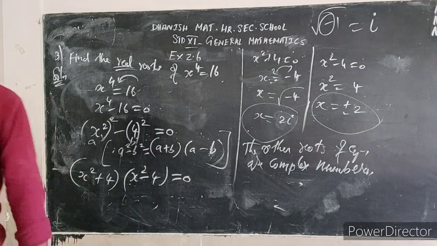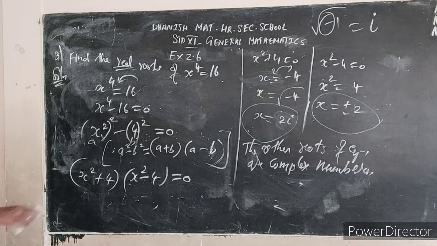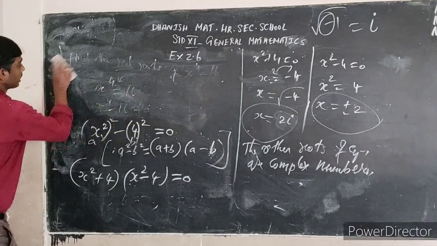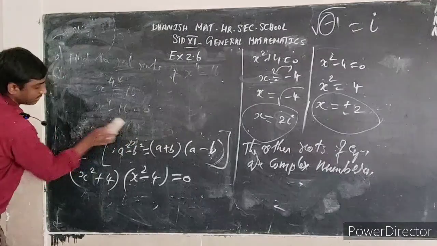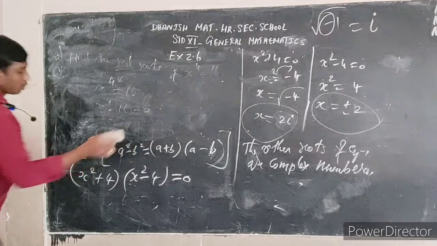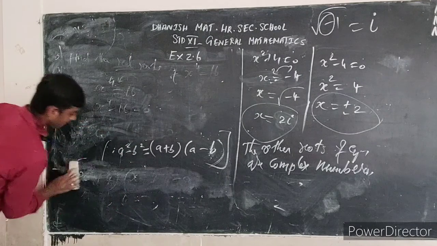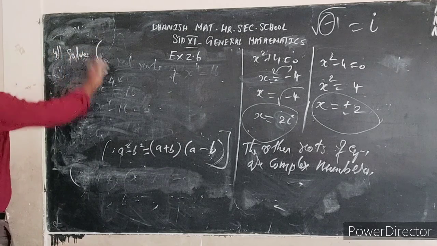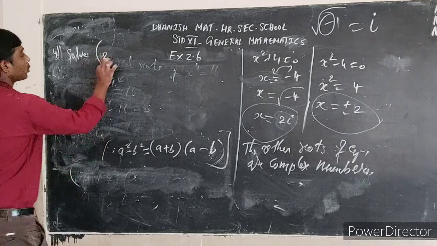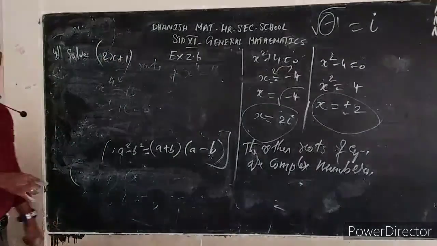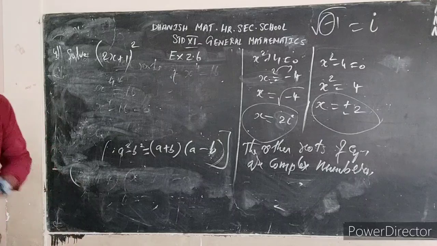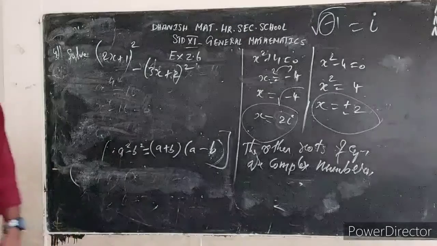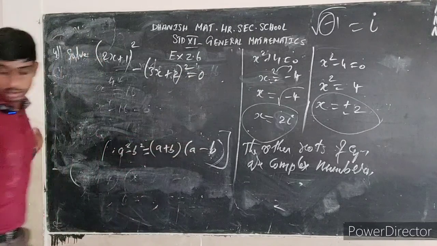So understood, children? Let's see the fourth question. In this fourth question also you are using the same a square minus b square formula only. So what is the question given? Solve: 2x plus 1 the whole square minus 3x plus 2 the whole square equal to 0.